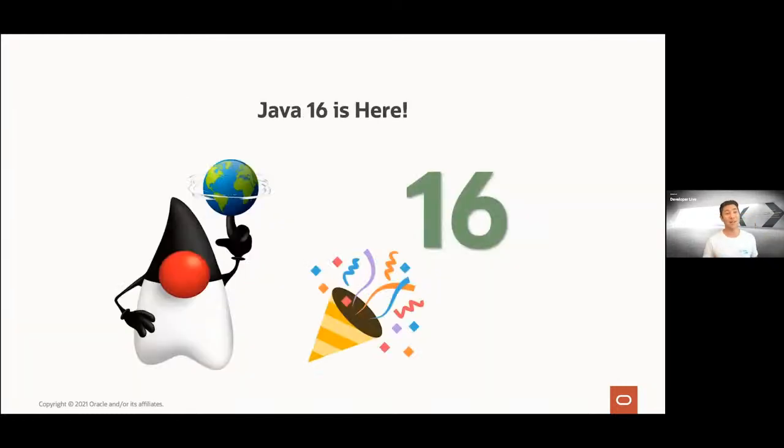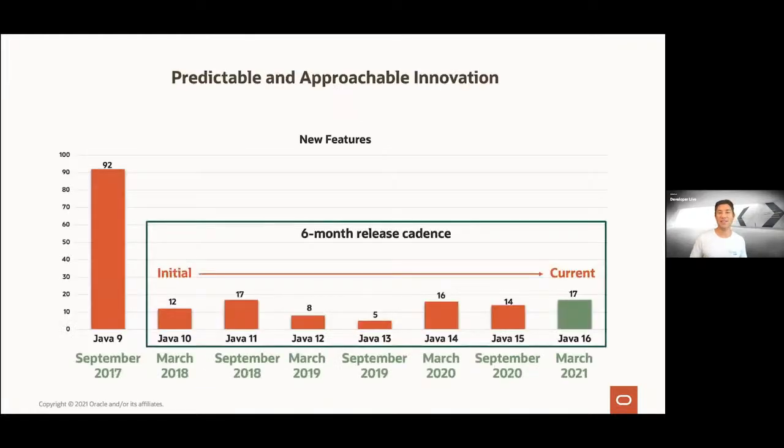And we look forward to announcing that Java 16 is here. We're extremely excited about Java 16. In terms of the size of the release, you'll notice that it looks pretty predictable and approachable, just like the releases before it that have been released on the 6-month release cadence. If you look at starting at Java 10, these are JDK enhancement proposals, or essentially features that have been added to the language, and we're pretty consistent and it's pretty predictable.